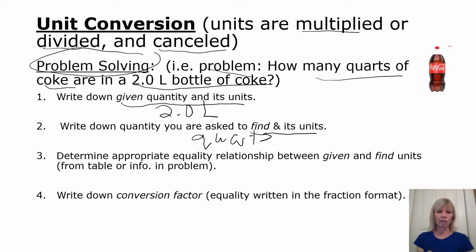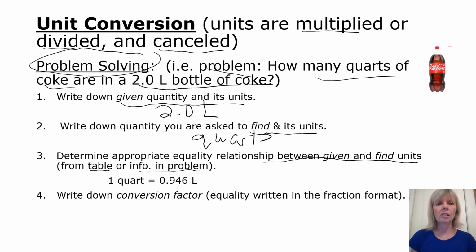Now, number 3 is determine the appropriate equality relationship between the given and the find units. Now, you can get this information from the table we previously looked at, or it's going to be written right into the word problem for you. This is nothing, again, you would have to memorize. So in this case, when we look at our table, we have 1 quart is equal to 0.946 liters.